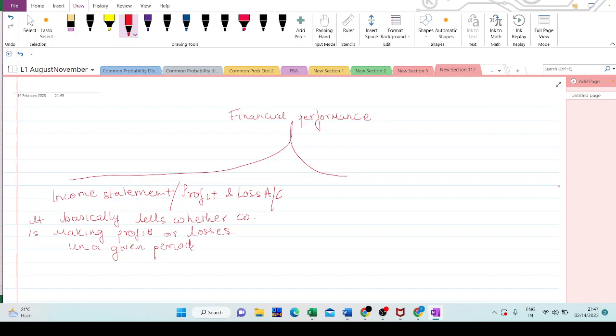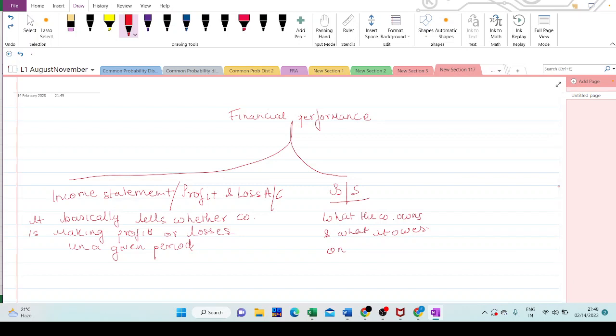Okay. Next is your balance sheet. BS, balance sheet. What does the balance sheet tell us? Financial position of the company. So in very simple terms, the balance sheet shows what the company owns and what it owes. Right. It shows this as on a particular date.